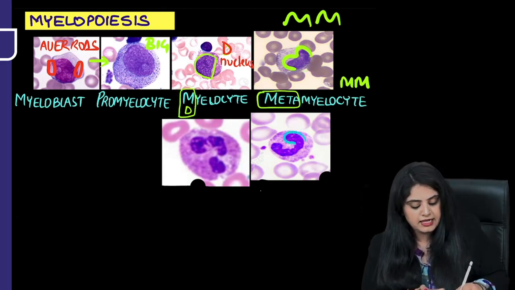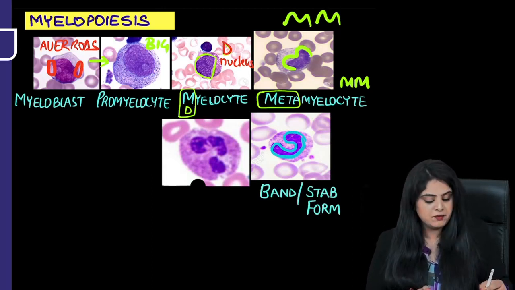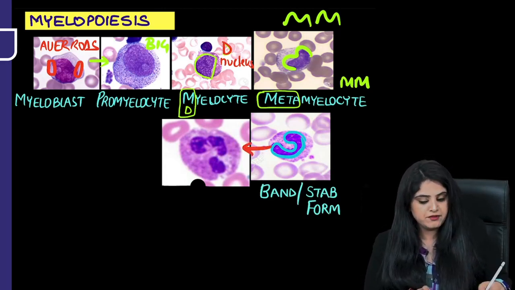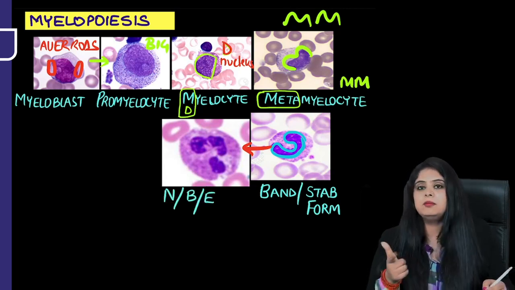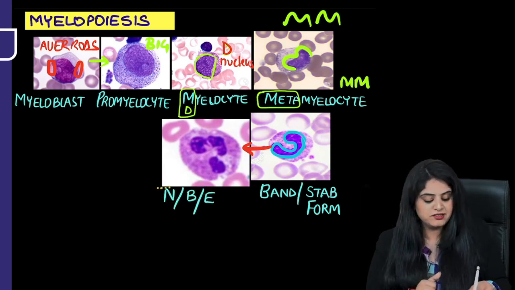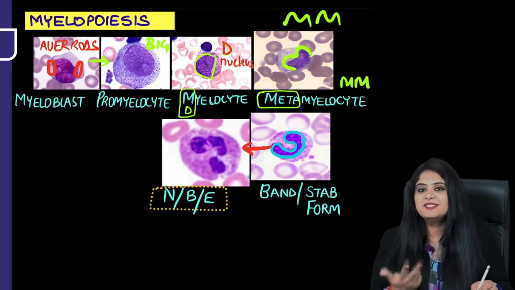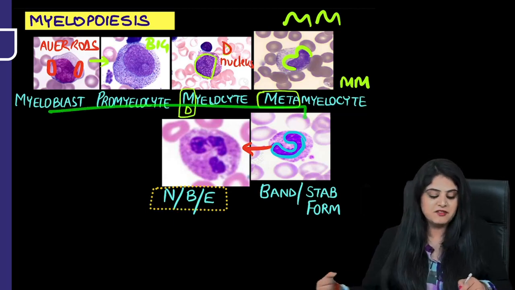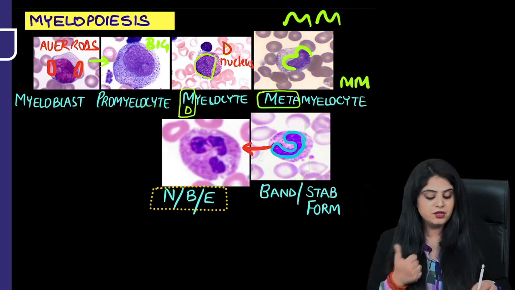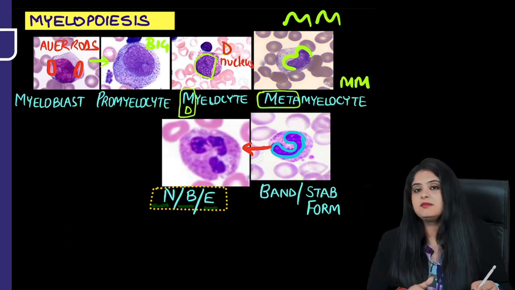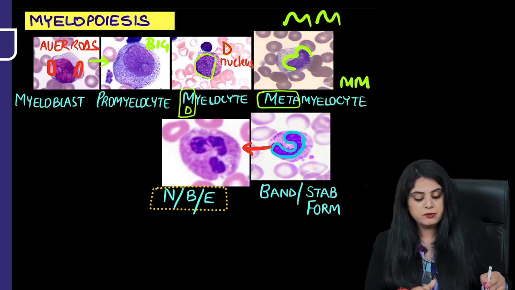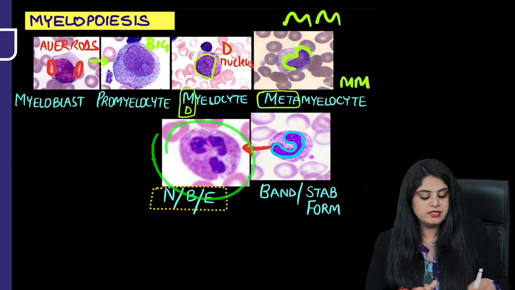Finally, it becomes highly indented. It looks like a band, and that is known as a band or a stab form. And from there, finally, you have the different cells. That is either NBE, your favorite organization for exams: neutrophil, basophil, eosinophil. So basically, in this pathway, which are the three WBCs formed? Neutrophil, basophil, and eosinophil.